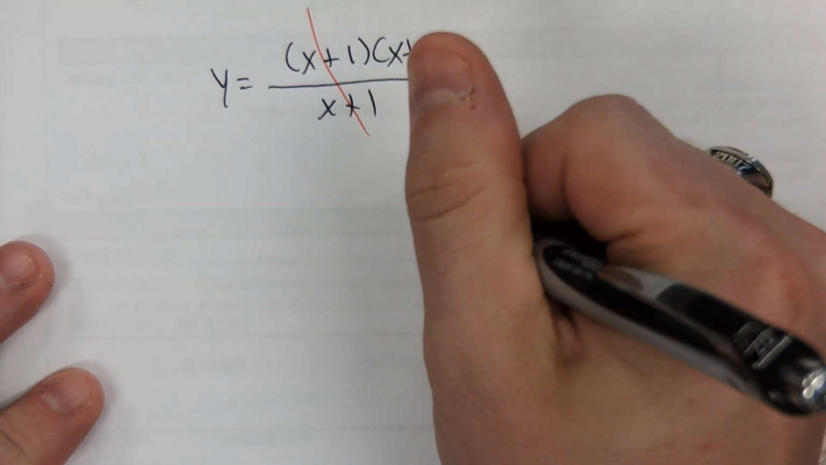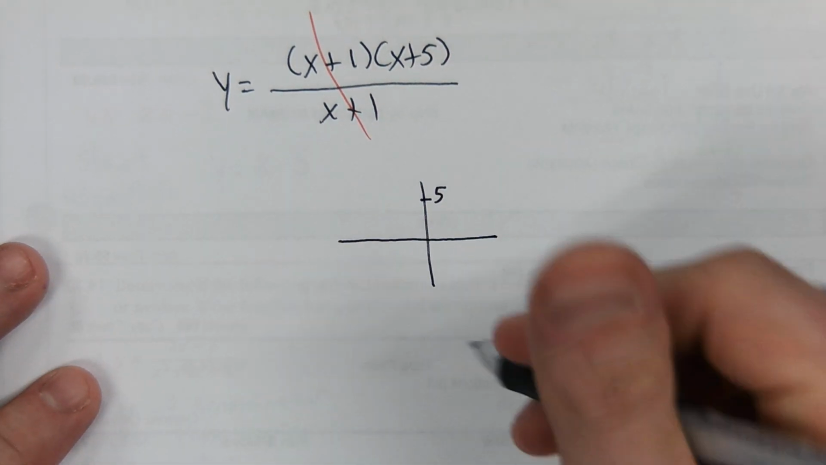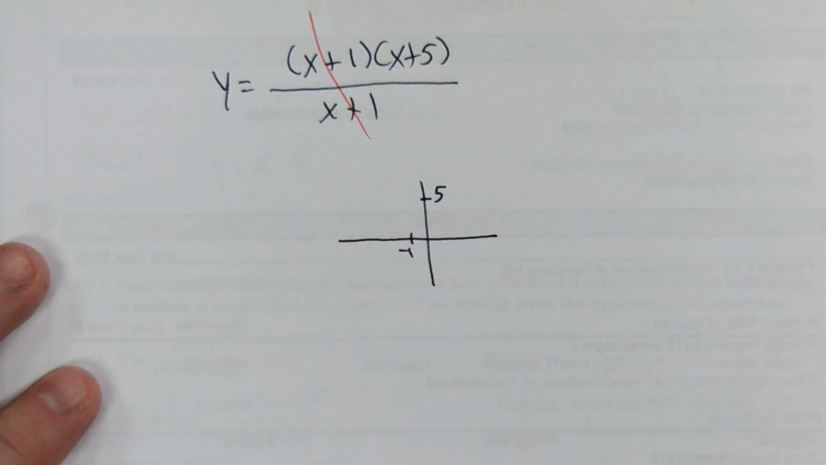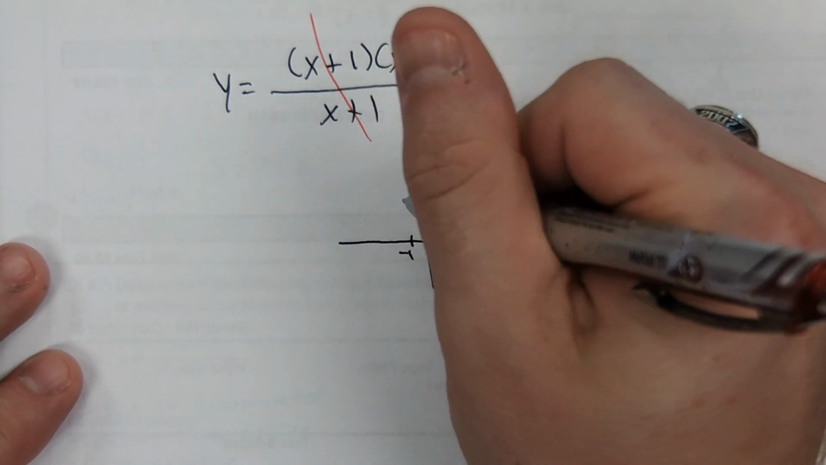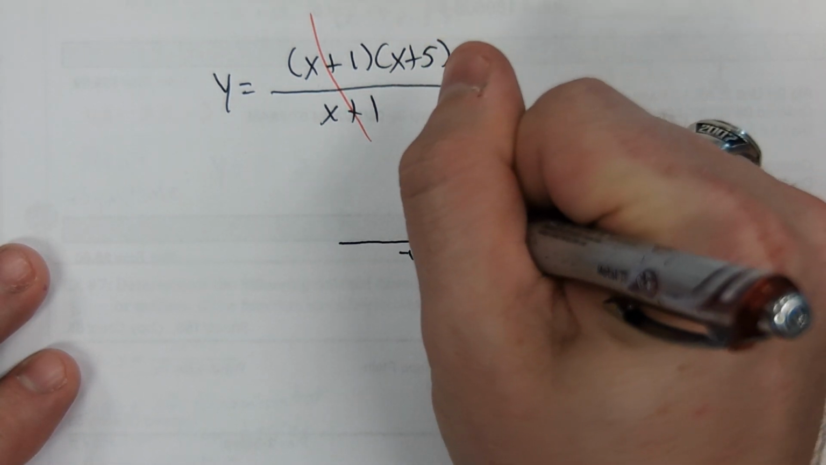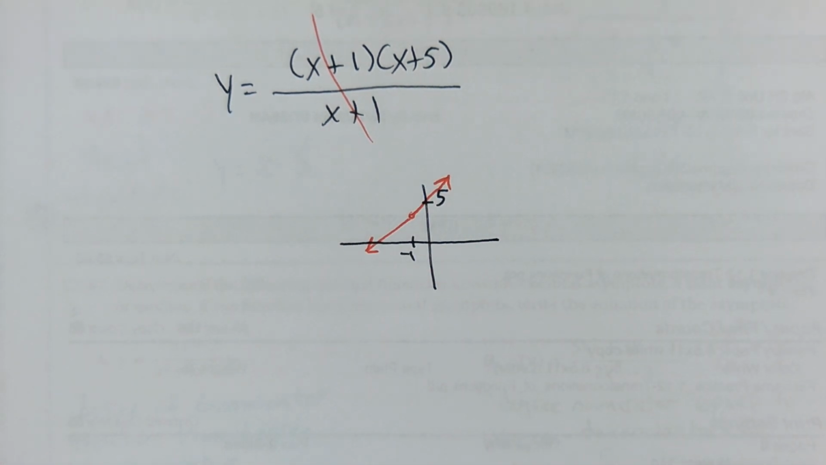So if you went to graph that, this would be a 5, and then at -1, where's -1? -1 comma 4? It looks like this. So this is a straight line with a hole in it.